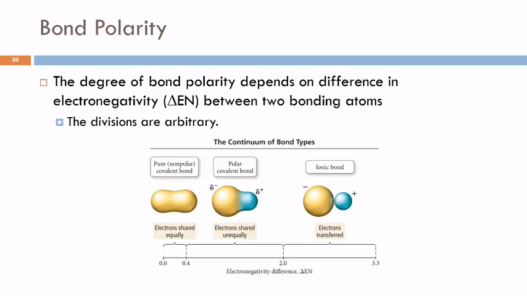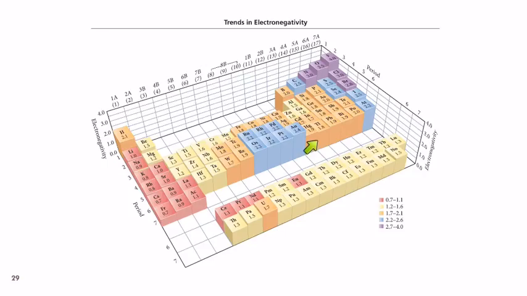Yes? So what if the difference is actually like 0.4? Is that nonpolar or polar? That's a good question. What if it's right on the line? Well, let's find an example. Let's find two things that would be different by 0.4. Phosphorus and carbon. There's a good example. So phosphorus and carbon, 2.1 and 2.5. We'd probably say that that was nonpolar.